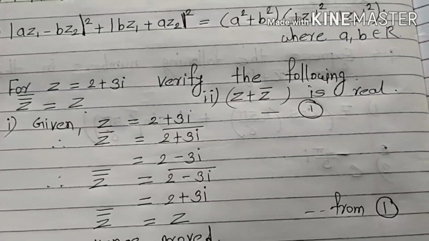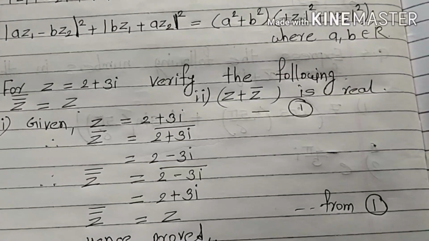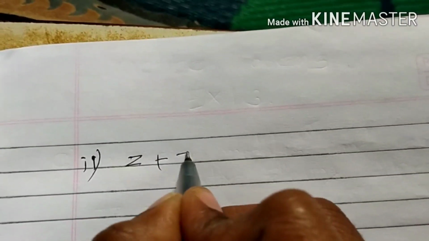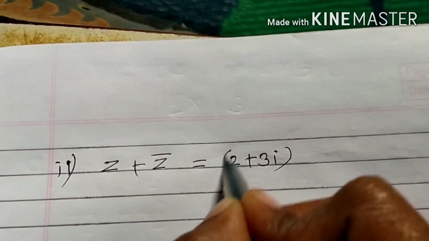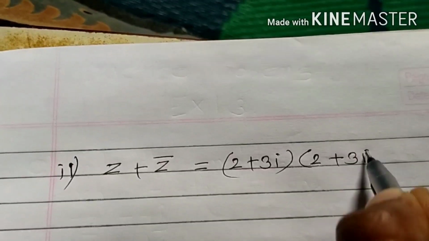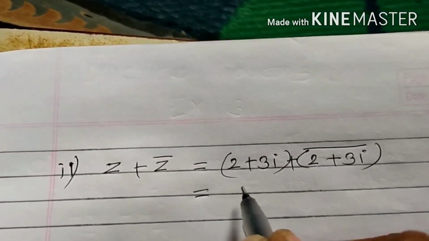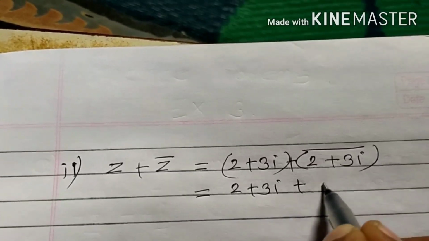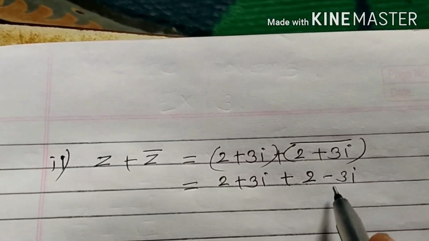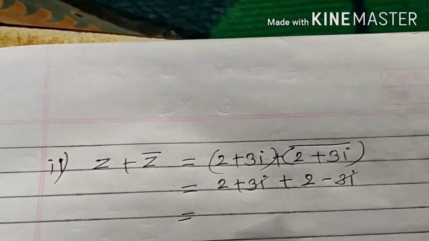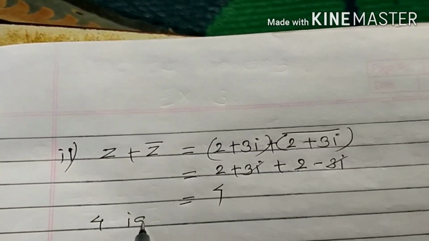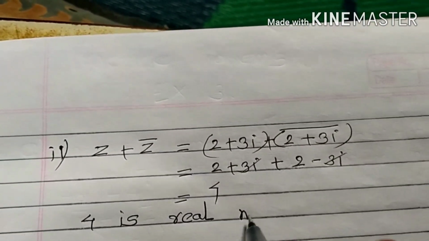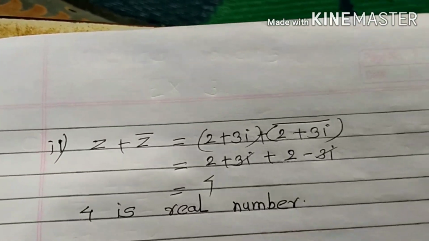Now next, we have to prove that z plus z bar is a real number. Second: z plus z bar is equal to 2 plus 3i plus, in the next bracket, the bar of 2 plus 3i. So 2 plus 3i plus 2 minus 3i, when bar, the sign changes. So plus 3i minus 3i gets cancelled, we get only 4, and we know that 4 is a real number. Hence proved.